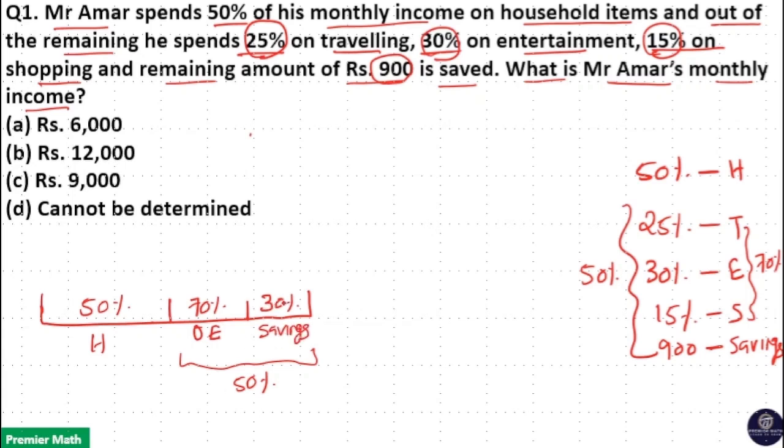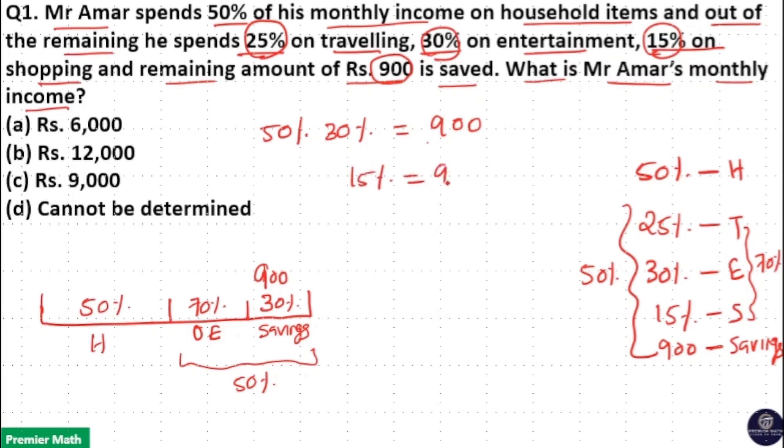That means 30% of 50% is 900 here. 900 rupees out of 50% he saved. So 30% of 50% is the savings here, that is 900 rupees. 50% of 30% is 900. So it can be written as 50% as half, then half of 30 is 15%.